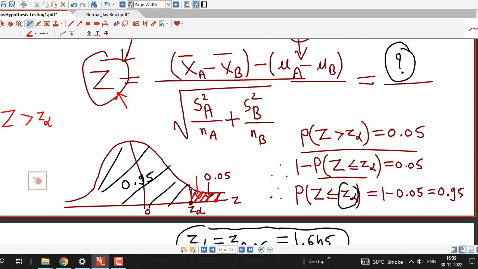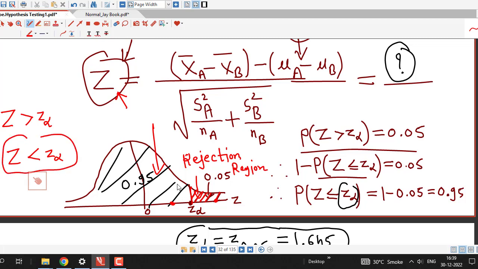The area to the right of Z alpha, or the region to the right of Z alpha, is called the rejection region. So if the value of our test statistic falls in the rejection region, we will reject the null hypothesis. But suppose the value of Z is less than Z alpha, somewhere here, then this area is the non-rejection region. So if Z is less than Z alpha, we will fail to reject the null hypothesis. If Z is greater than Z alpha, we will reject the null hypothesis.